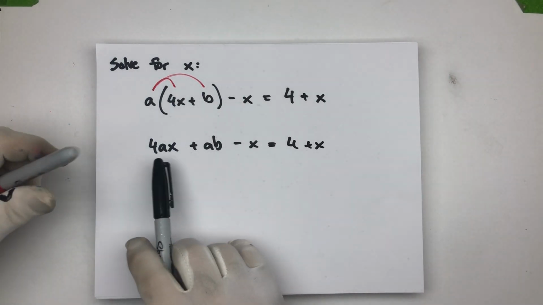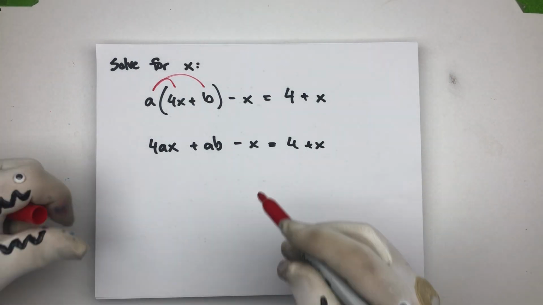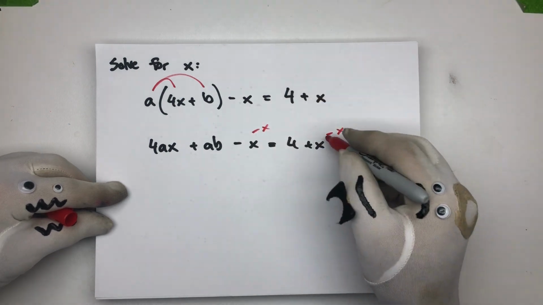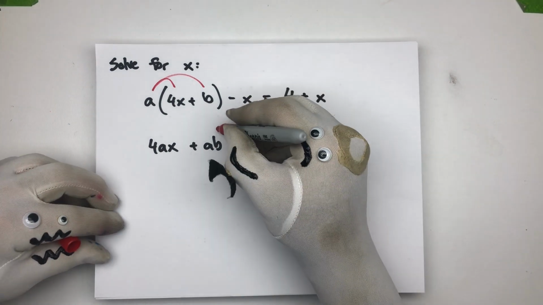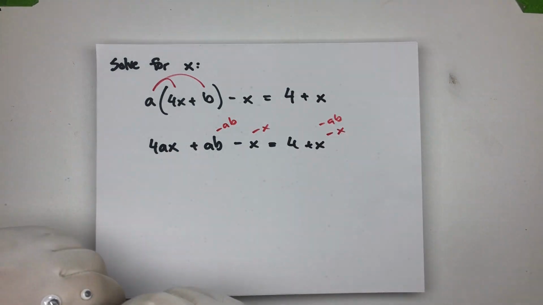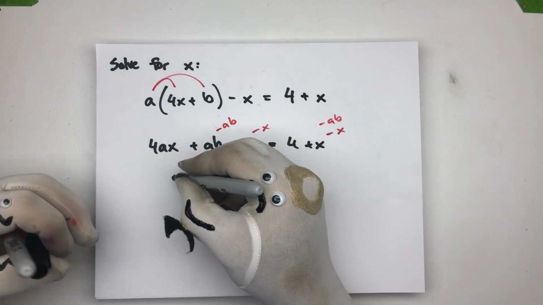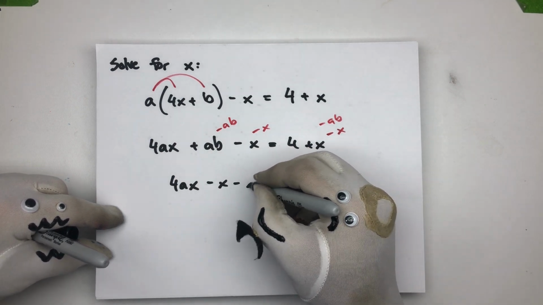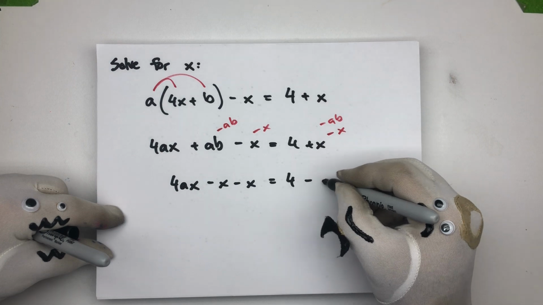Okay, now we can access all of our x's. So now we bring all our x's on the one side and everything else on the other side. So I'm going to subtract x from this side to move this x, and then I also have to move this ab here, subtract ab, and this has an x in it, so we're all good to go. So now this is going to be a nice one. So 4ax minus x equals 4 minus ab.